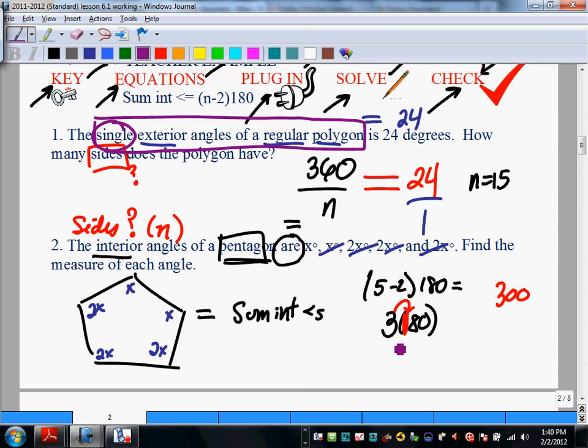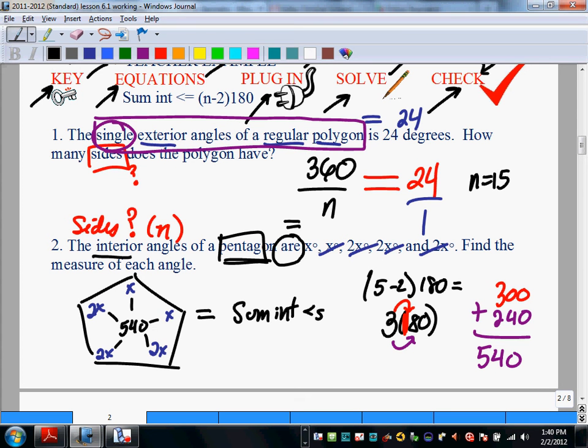Okay, now let's do this. What would be 3 times 80? 240. Yeah, 540. That way you don't have to grab a calculator. Ain't that nifty? Now this means all those angles add to 540. Excellent. Solve for X and solve for the angles.